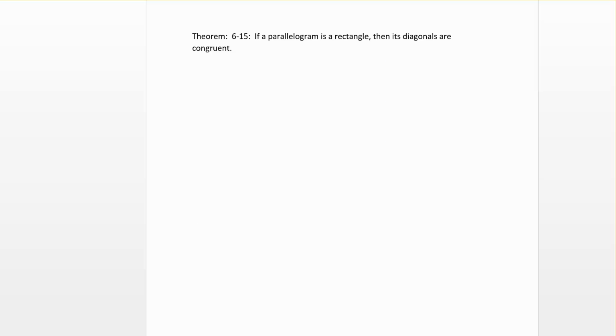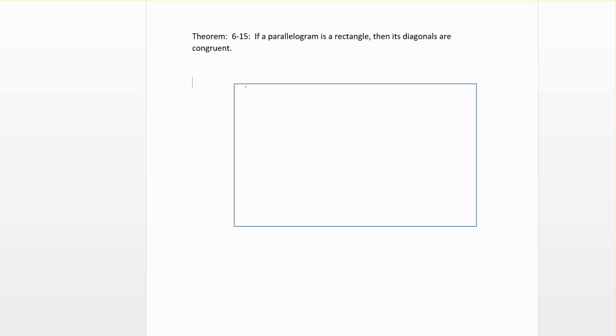The only theorem we have about the diagonals of a rectangle is that if a parallelogram is a rectangle, its diagonals are congruent. So the diagonals are the exact same length. So if we started with a rectangle, and remember a rectangle has to have a right angle, so we'll put one right angle in there. Because if it has one right angle, it's going to have four since it's a parallelogram. Its diagonals are congruent. So there's one diagonal of the rectangle, and there's another.